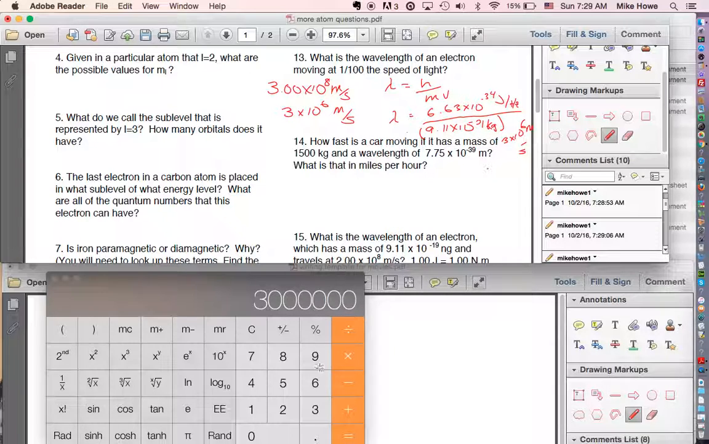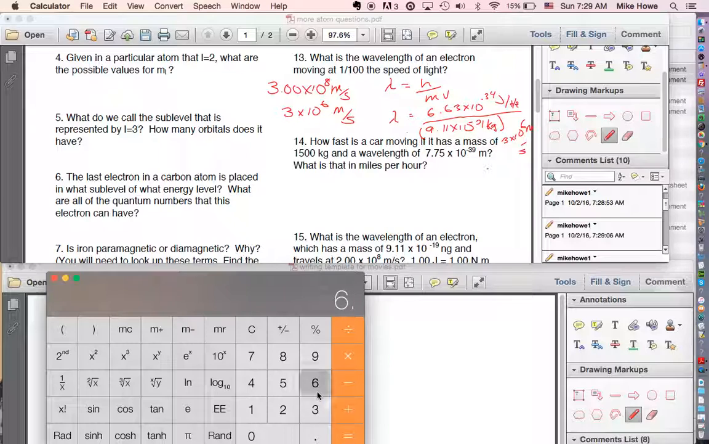So we're going to take our 6.63 EE 34, but it's a negative 34th. Notice I put the negative sign, and notice also that you use this positive negative, not that one. Okay, divided by 9.11 times 10 to the negative 31st. So you use the EE again. 31st, and then put a negative sign. If you have a different calculator, you may need to hit the negative sign first. Okay, then I'm going to divide it again.